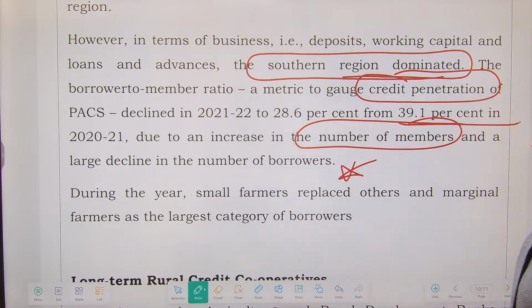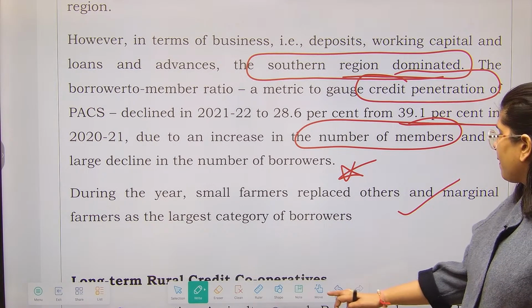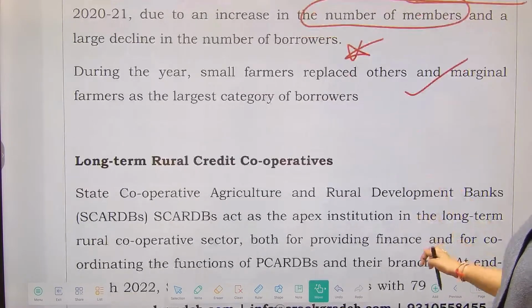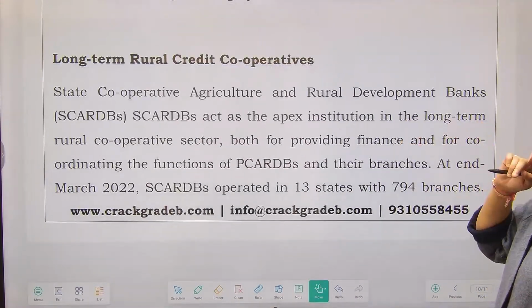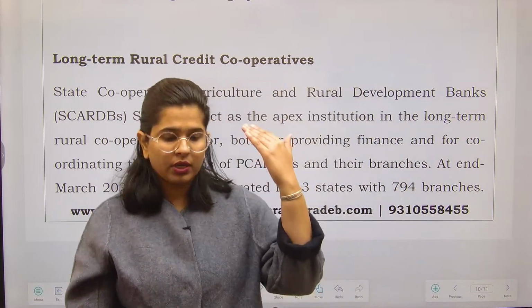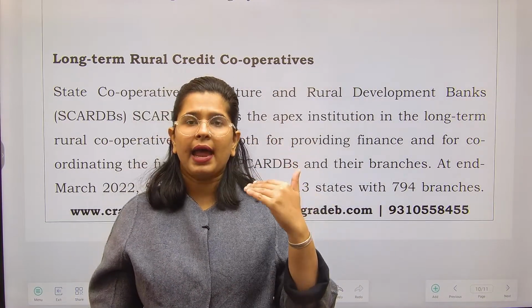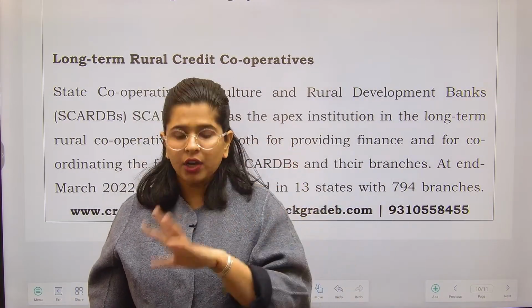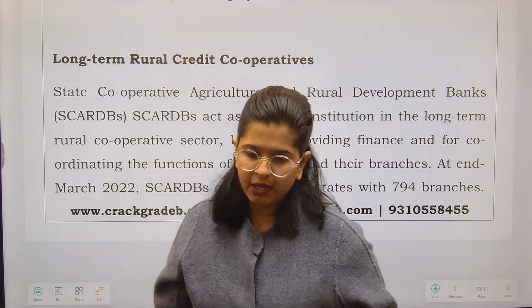During the year, small farmers have replaced others and marginal farmers as the largest category of borrowers. So small farmers are getting a large amount of credit. Now let's talk about long term. Short term में हमने बात कर ली. Short term में we talked about state level, district level and PACS, 3 levels. Now in the long term, we are going to talk about 2 levels.